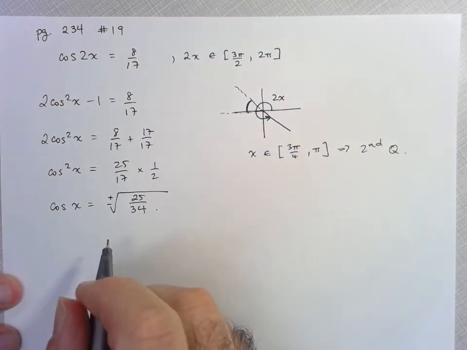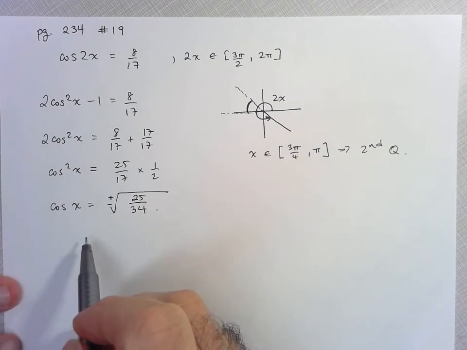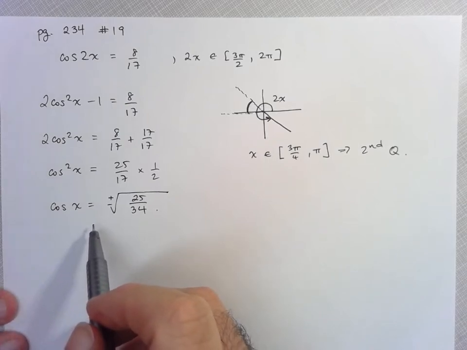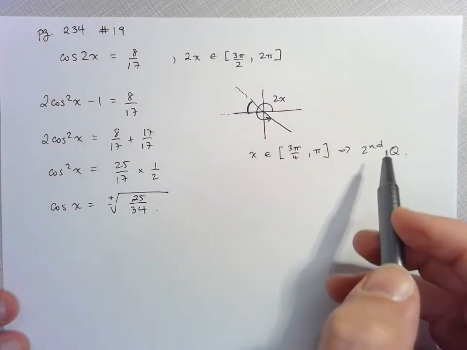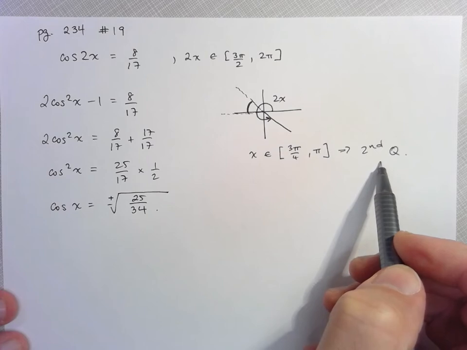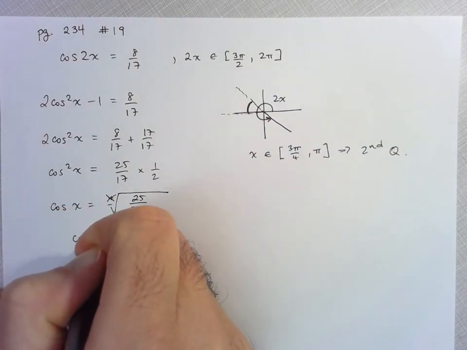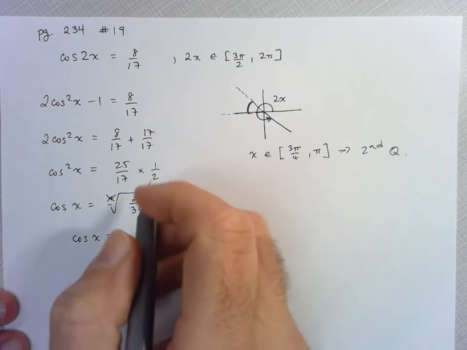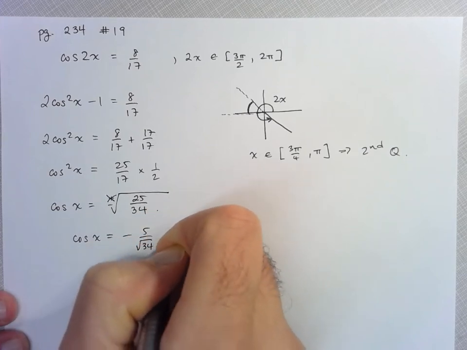Okay. So question is, is this going to be the positive or negative square root that we're going to use? Well, it looks like this is why they asked us the question in B, which quadrant is x in. And since x has to be in the second quadrant, it means its cosine has to be negative. Okay, so that means I'm not going to choose the positive version here. So here cos of x is equal to, and I can simplify it a little bit because the numerator is a perfect square. So this is just equal to negative 5 over square root of 34.